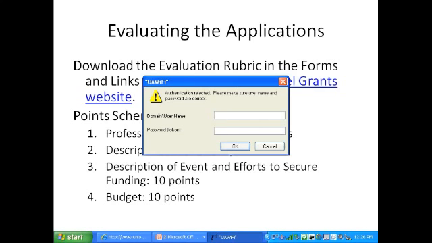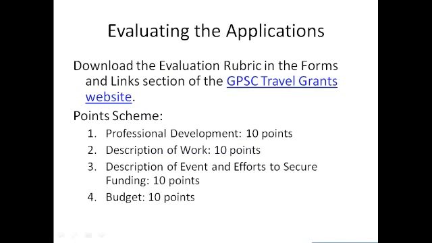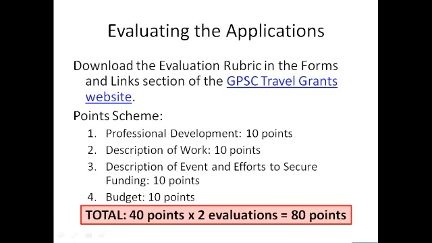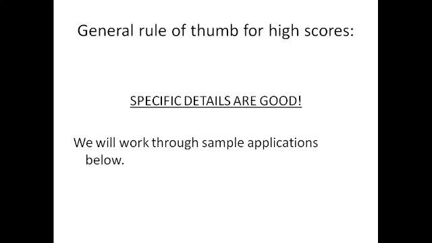Per judge evaluation. Since 2 judges evaluate each application, applications are scored out of a maximum of 80 points. For each application item, the general rule of thumb is that the more relevant details you provide, the higher score you will receive. We will work through some real and fictitious examples to illustrate this point.